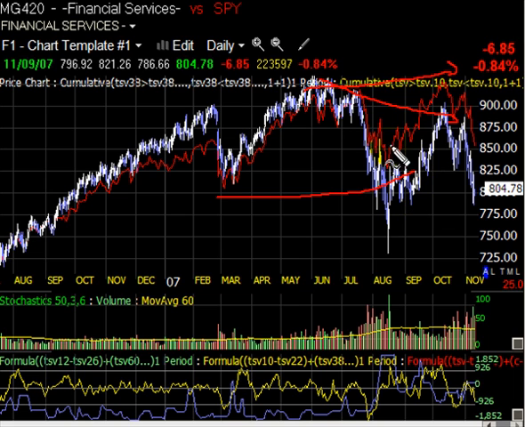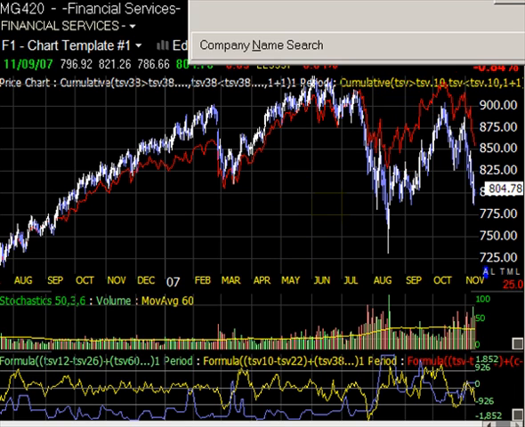The Spiders were still moving up, and of course the S&P 500, I think it's like 22% weighted in financials, something like that.